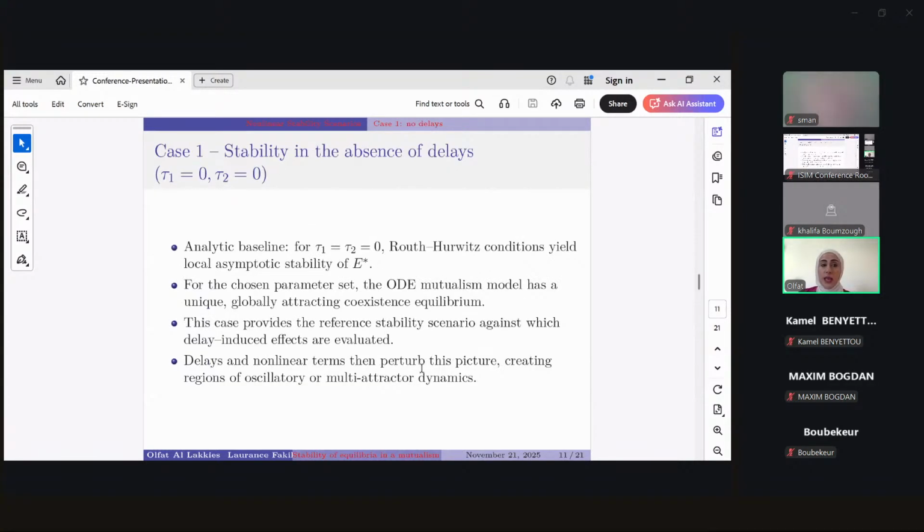This is case one, as I told you at the beginning of my presentation, where tau1 equals 0 and tau2 equals 0. This is our baseline reference without delays. The system has a stable coexistence equilibrium, and all trajectories converge to it. This forms the foundation for studying delay effects.